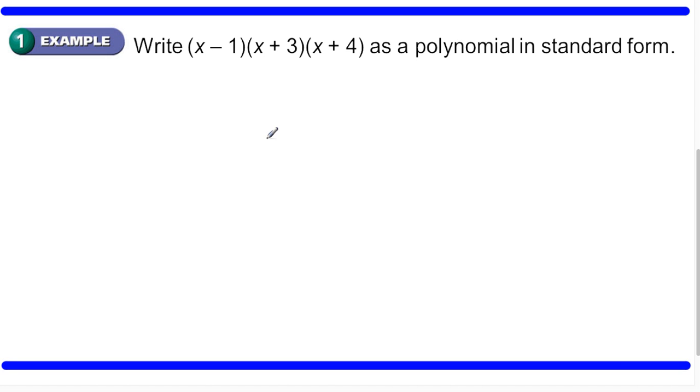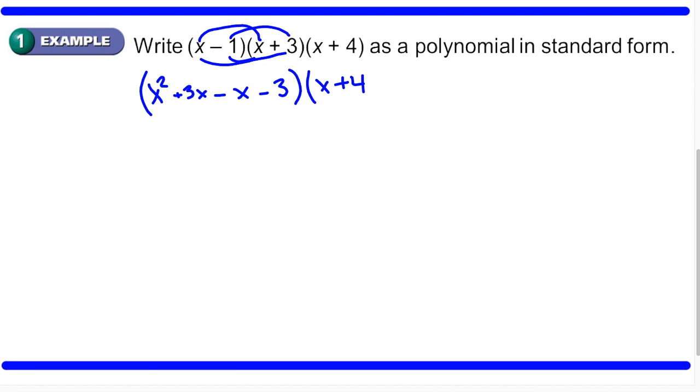All right, so you've got x times x, which gives you x squared. X times 3 is 3x. Negative 1 times x is negative 1x, or just negative x. Negative 1 times 3 is negative 3. So now we have those first two done, and we want to multiply it to this x plus 4. But before we do that, let's go ahead and simplify this polynomial. 3x minus x gives us 2x. So then we have x squared plus 2x minus 3.